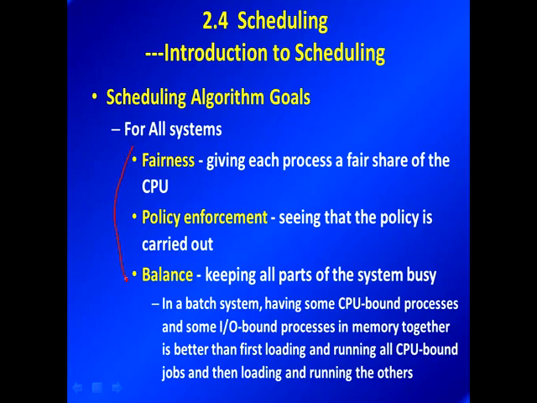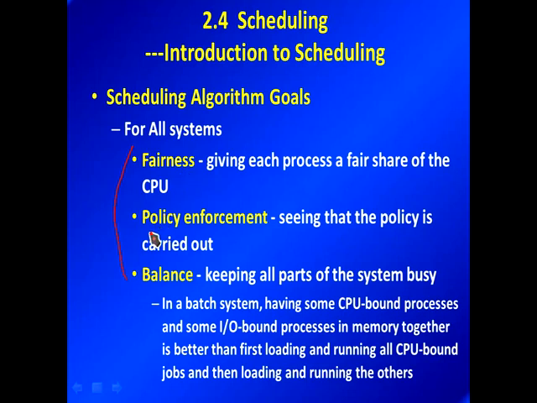It's about fairness, policy enforcement, and balance. And it's very easy for you to understand this criteria. For example, the algorithm should be fair, should provide fairness. It means you cannot allow a process to keep using a CPU for a long time, much longer than other processes. Each process in the system has the equal right to get a fair slot of the CPU time. So this is about the fairness.